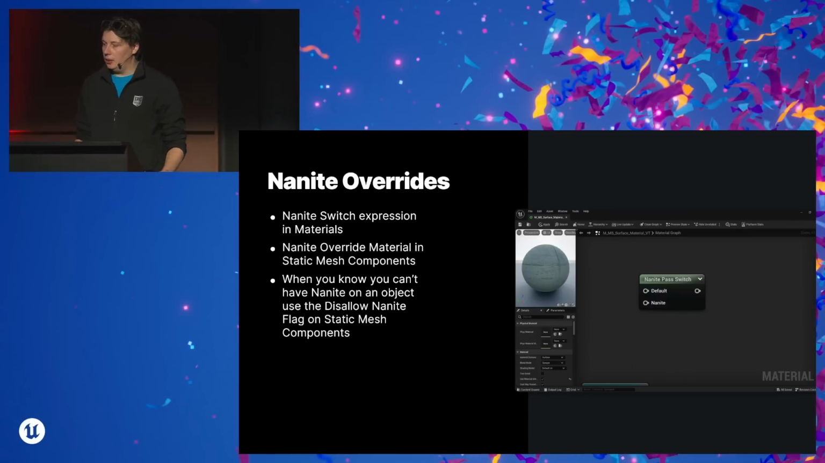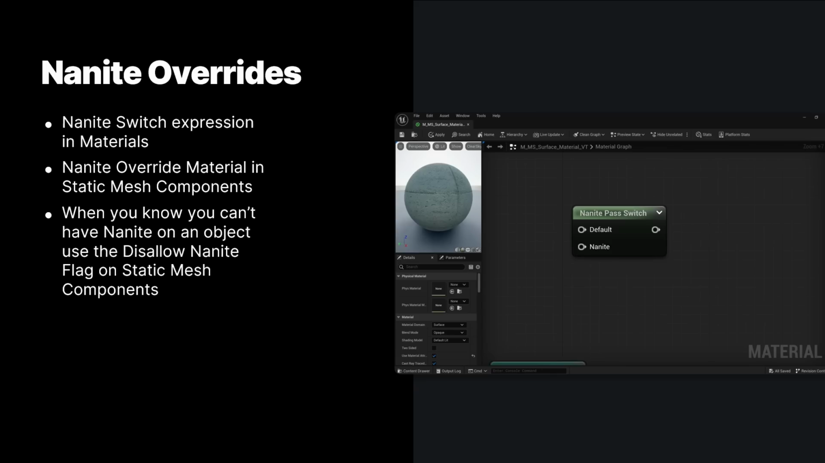In general, for Nanite, I want to flag a couple of things that have been added to make everyone's lives easier. In materials, you've got Nanite switch, so you can say, hey, do this when it's Nanite and do this when it's not Nanite. You've got the Nanite override material on static mesh components. So on a static mesh, you can explicitly say, if this is Nanite, just do an entirely different material that doesn't need this or this or this, because it's now super high dense, super high poly, right?